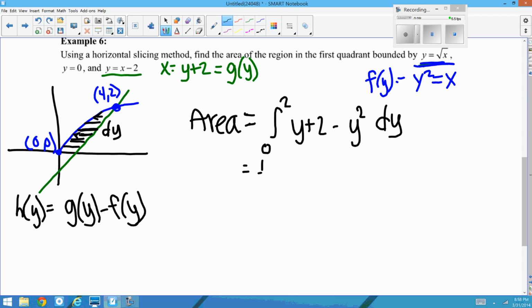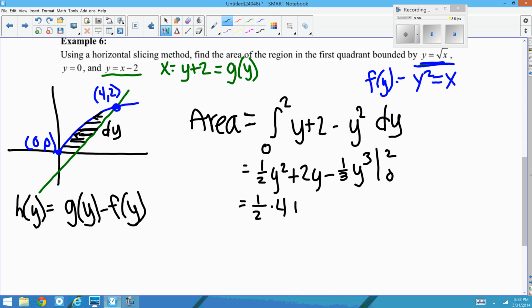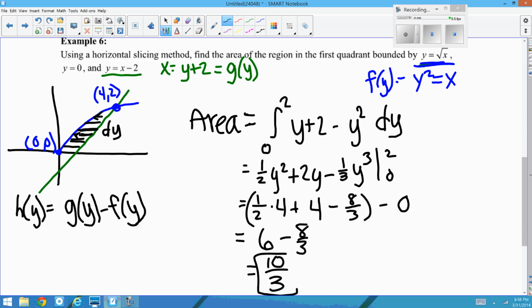Integrating this, I get 1/2 y squared plus 2y minus 1/3 y cubed, evaluated from 0 to 2. Plugging 2 into this is not too bad. It's 1/2 times 4 plus 4 minus 8/3. Then I have minus 0. So 2 plus 4 is 6. I get 6 minus 8/3. 6 is the same as 18/3, so I get an answer of 10/3, and that was a little bit easier.